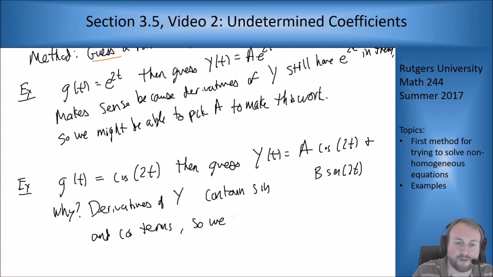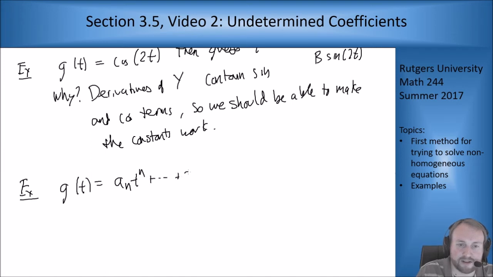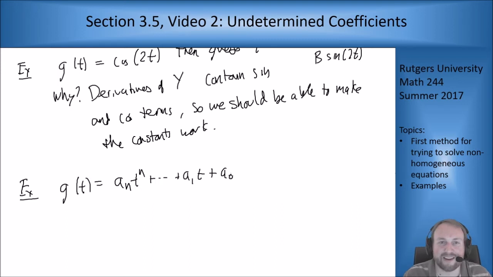So we should be able to make the constants work. And as a final example, say g of t is a polynomial, a_n t to the n plus ... plus a_1 t plus a_0. Then what am I going to guess? I'm going to guess another polynomial. Why? Derivatives of polynomials are still polynomials, so I can hopefully, again, in that case, also make the constants work out.